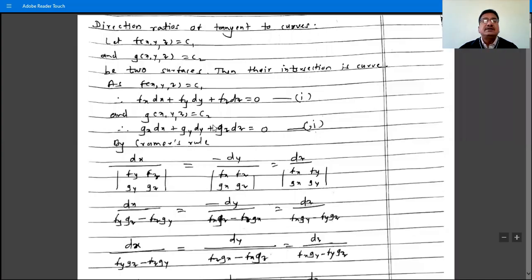Next topic is direction ratios of tangent to curves. Let f(x,y,z) = c1 and g(x,y,z) = c2 be two surfaces. Then their intersection is a curve. The intersection of two surfaces is a curve.